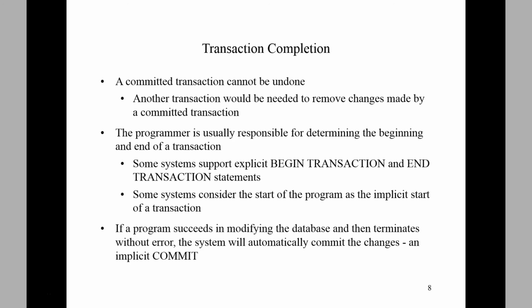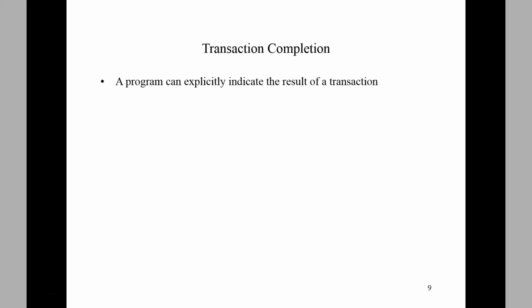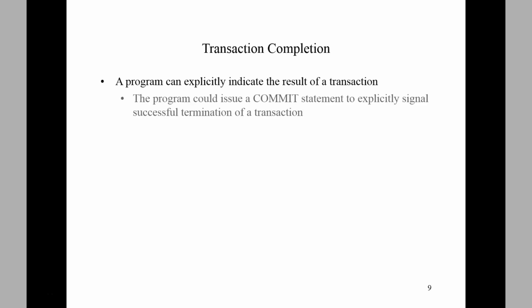So if a program succeeds in modifying the database and then terminates without an error, and we have not explicitly indicated a commit or rollback of the transaction, then the system will automatically commit the changes. This is referred to as an implicit commit. The outcome of a transaction may be determined by the executing program. The program could say everything is fine and we want to make the changes permanent. This can be accomplished by issuing an SQL commit statement. This is an explicit commit.